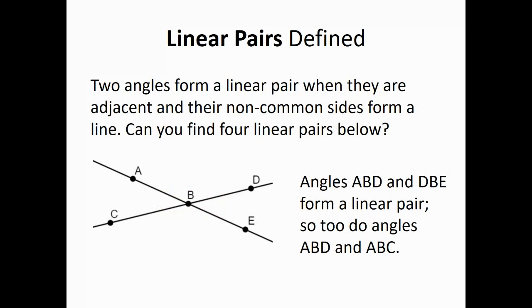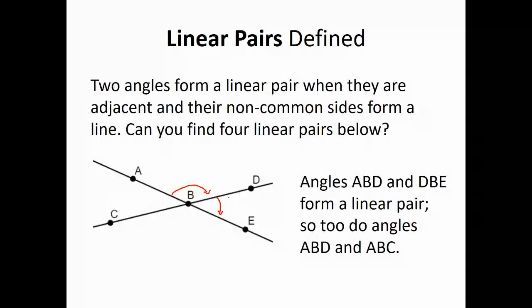Linear pairs. I can illustrate the concept of a linear pair with that same diagram that we saw before. Here is our definition. Two angles form a linear pair when they are adjacent and their non-common sides form a line. So for instance, look at angles ABD and DBE. They are adjacent angles. There's the common side BD. And notice that their non-common sides, which are the rays BA and BE in this case, form a line. And clearly there are other linear pairs in this diagram as well.